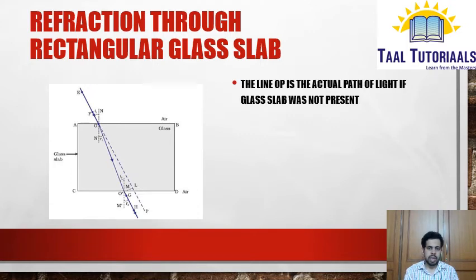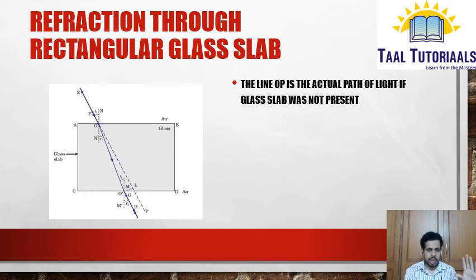The line OP is the actual path of the light if the glass slab was not present. Suppose you take off the glass slab from that place, the ray must have gone along EFOP. You can observe in the diagram EFOP is a straight line, shown as a dotted line in the diagram. The dotted line is the actual path of the light if there is no glass slab. If there is no glass slab, the light ray would have gone along OP.